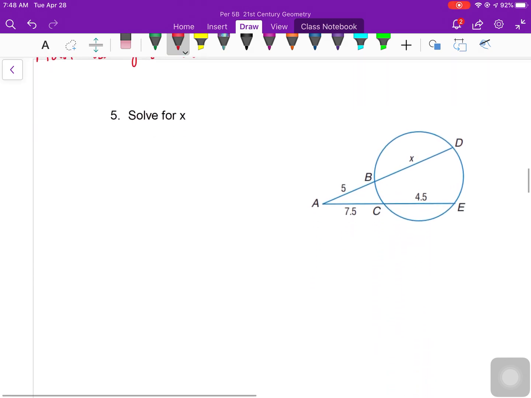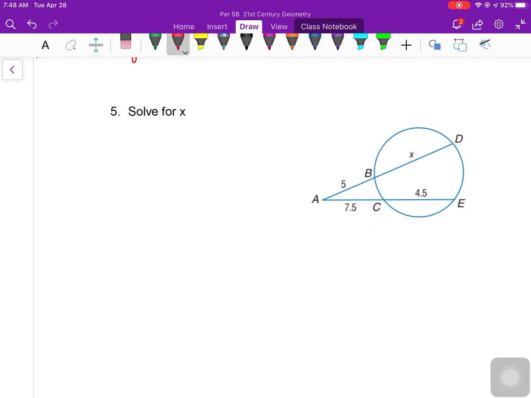Let's try another of these secant segment problems. So here we have another secant segment problem. And as I mentioned when we did that first example of these, I would suggest that you first label the whole length. So on this blue one right here, the one I'm highlighting in blue, we need that whole length. That whole length will be the 7.5 plus the 4.5, which comes out to be 12, I believe.